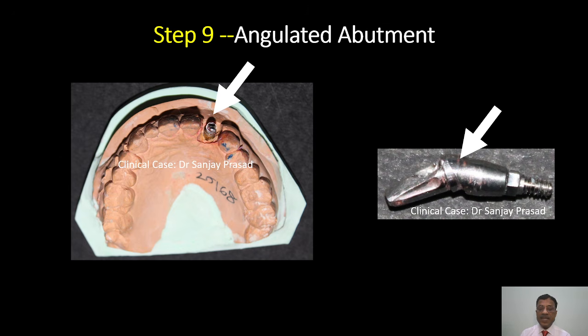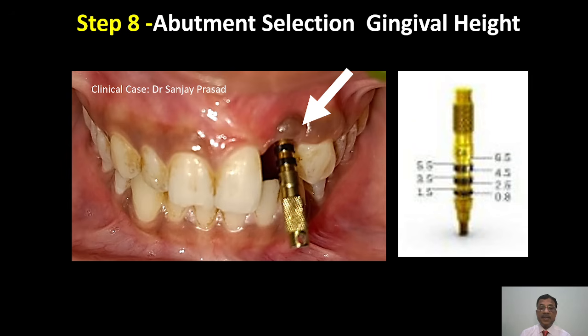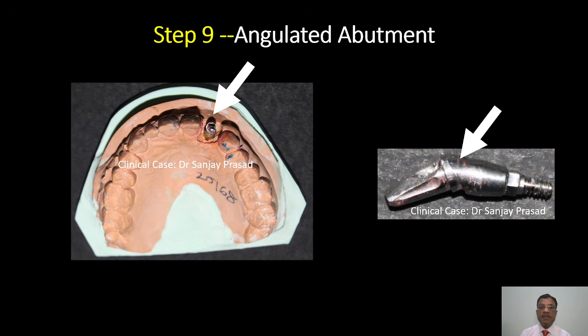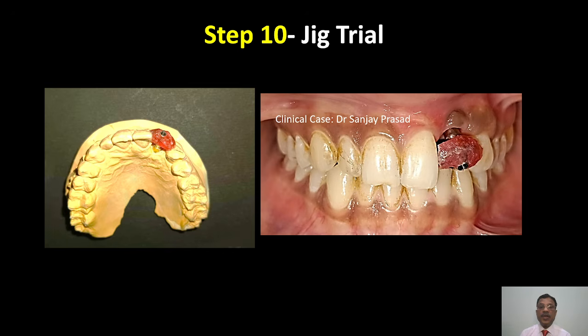Now we have seen in the previous slide that the angulation of this implant is not correct. It is very much labially placed, and this labial angulation of the implant is to be corrected by placing an angulated abutment. This angulated abutment will correct the labial inclination, and it will help to give a good prosthesis in the anterior aesthetic zone.